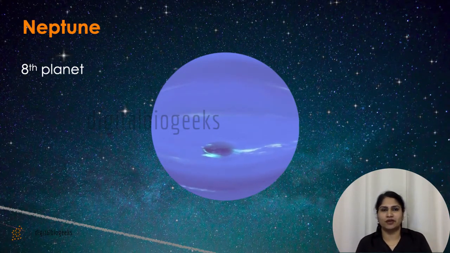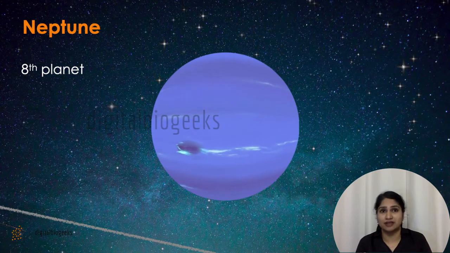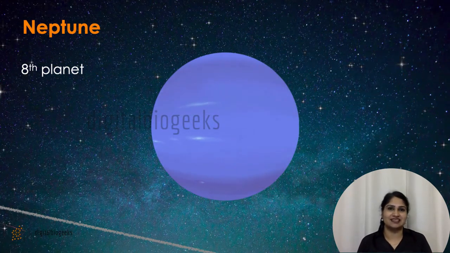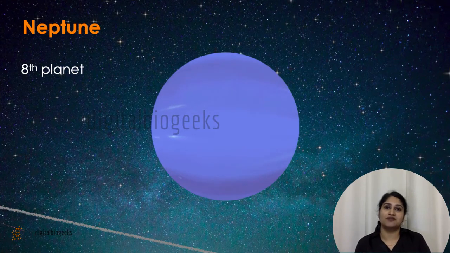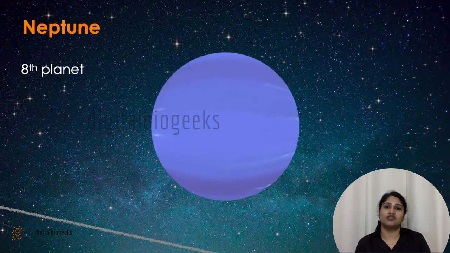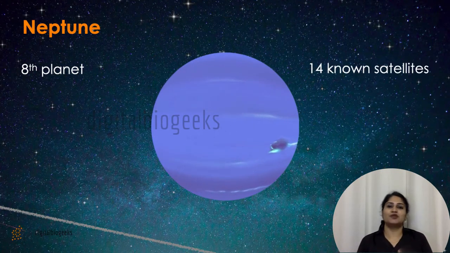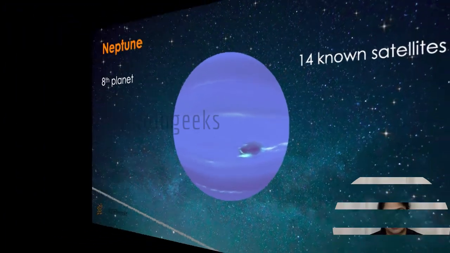Now you are wondering why Neptune is hotter than Uranus even though it is the farthest from the Sun. The reason is that Neptune's atmosphere contains more methane, which traps the heat generated from its core. Neptune has 14 non-satellites.